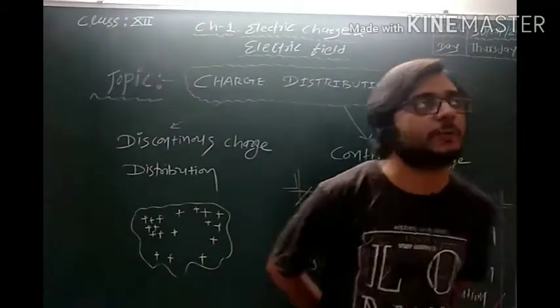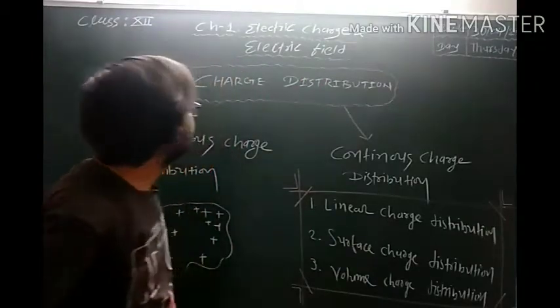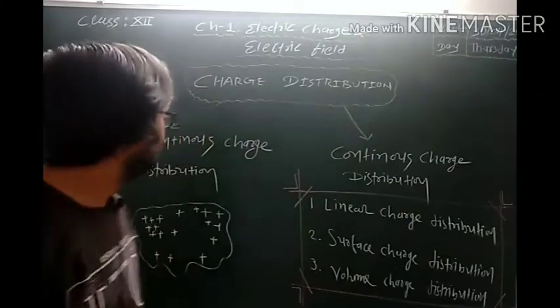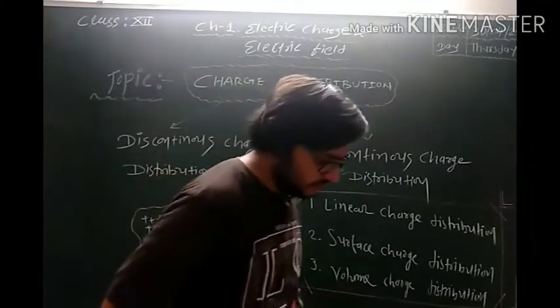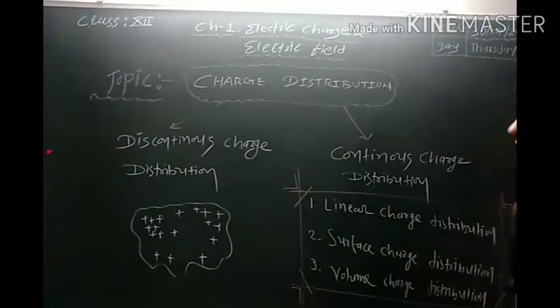Today our discussion topic is charge distribution. That is in chapter number 1, electric charge and electric field. In charge distribution there are two types given. First of all, discontinuous charge distribution, and second is continuous charge distribution.